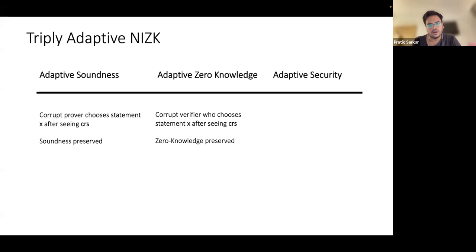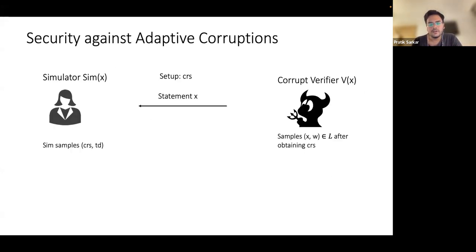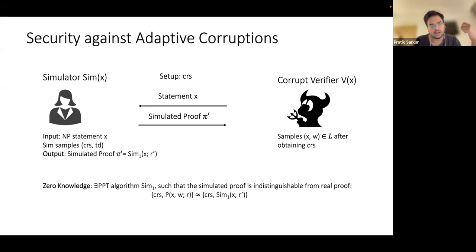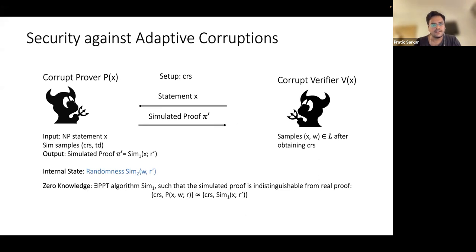And finally, we need adaptive security against adaptive corruptions. So here, suppose initially the prover is honest, and the simulator again samples the CRS and trapdoor. Now the verifier obtains the CRS and again samples the NP statement X and W in the language, and sends the statement to the simulator. Now the simulator comes up with a simulated proof, similar to the zero knowledge game, and sends the simulated proof to the verifier. But now, suppose the prover gets adaptively corrupted after the protocol execution.